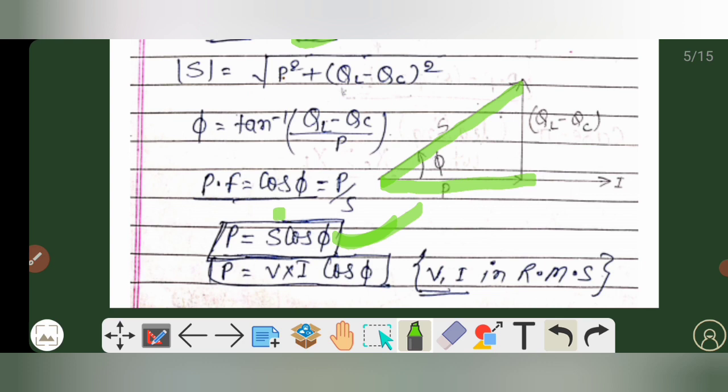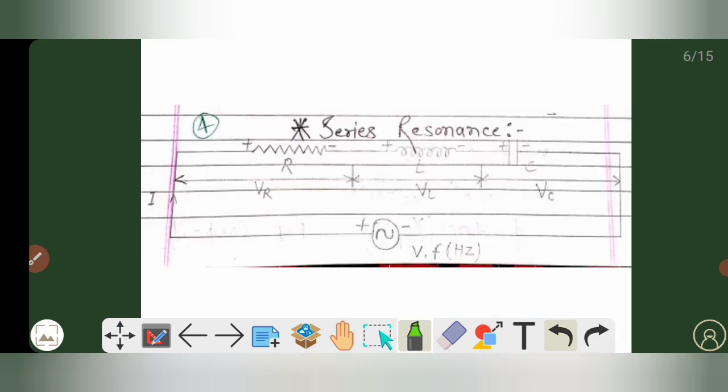And we also know that S is equal to V into I, so we can say that P is equal to V into I cos phi. And one more important point to be remembered here is that V and I should be in RMS. Now my dear friends, we will move to the next topic, that is series resonance. This is the last topic of unit 1, AC series circuit.